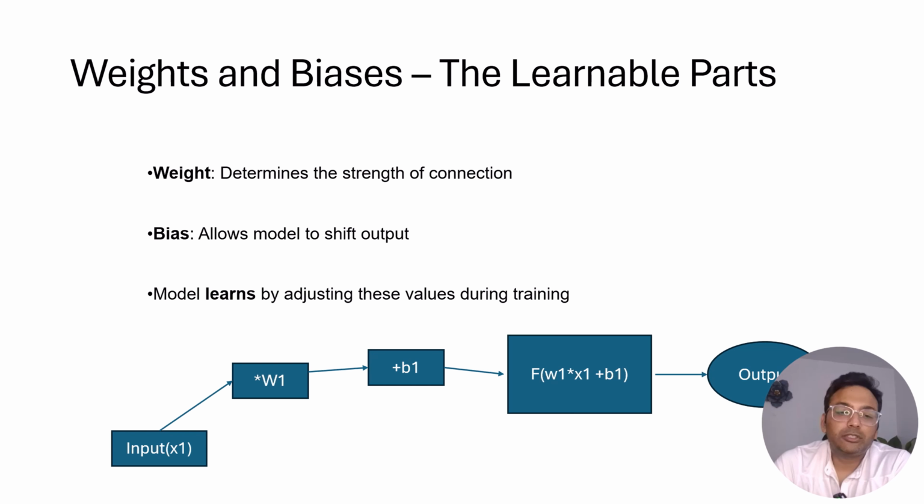Then we talked about weights and biases. So we have input, then input multiplied by weight, and then we add a bias which allows models to shift. Like in this example, W1 into X1 plus B1. This value we use as an input for the activation function, which is f(W1 into X1 plus B1), and it gives us the output.